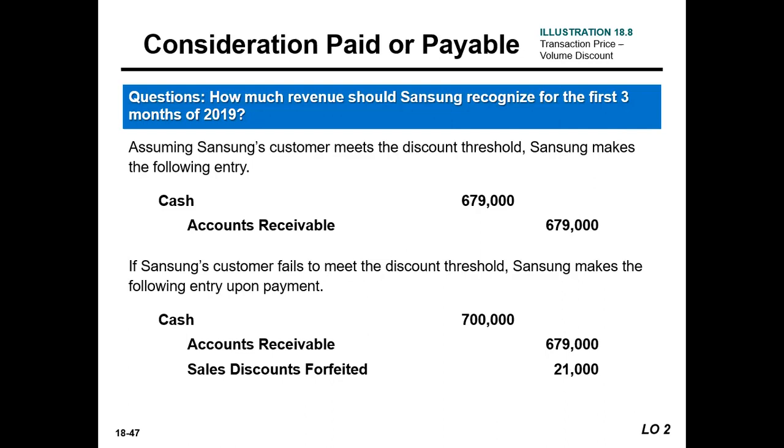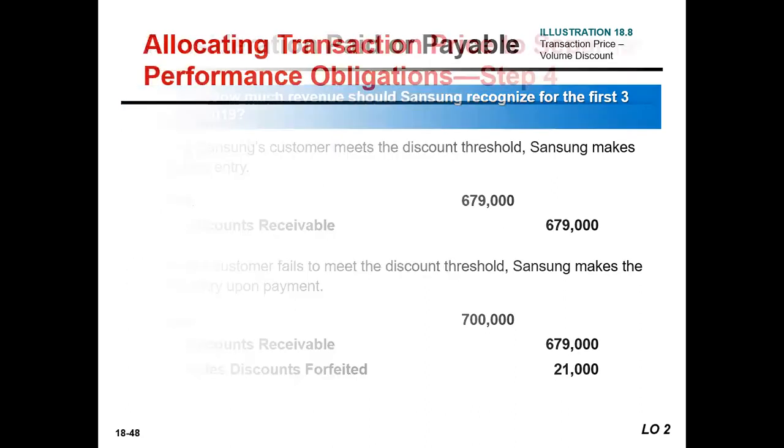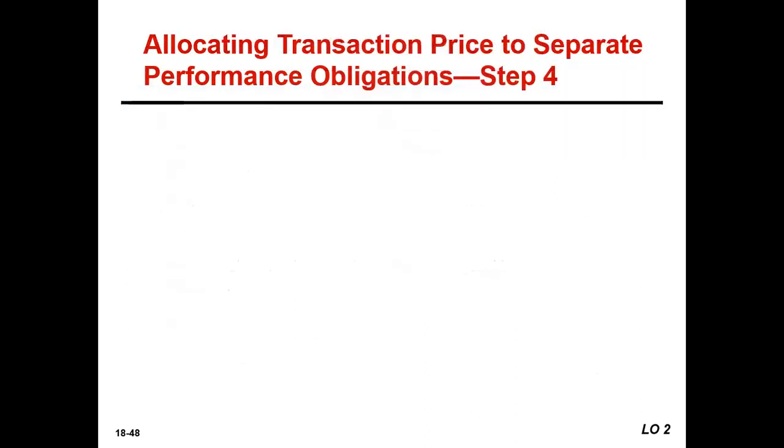So sales discount forfeited is reported in the other income and expense section of the income statement. Did you get me? Sales discounts forfeited is reported in the other income and expense section of the income statement.